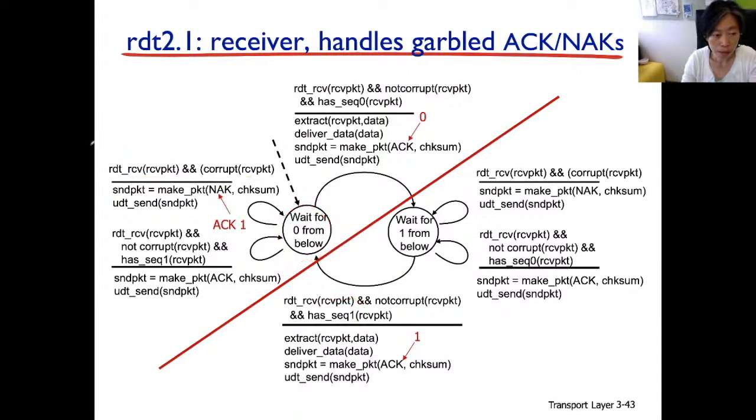Now, what about this other transition? Receiving a packet, not corrupted, but carrying sequence number 1. This is not the data 0 we're expecting. How can this be happening? This is the very odd situation where the previous ACK being sent back to the sender gets corrupted. If you recall, ACK packets or negative acknowledgements can be corrupted now in version 2.